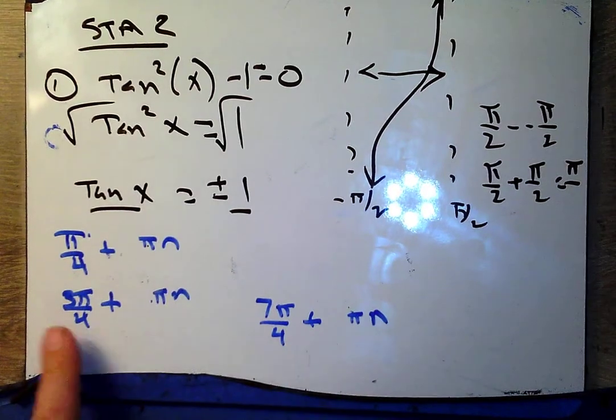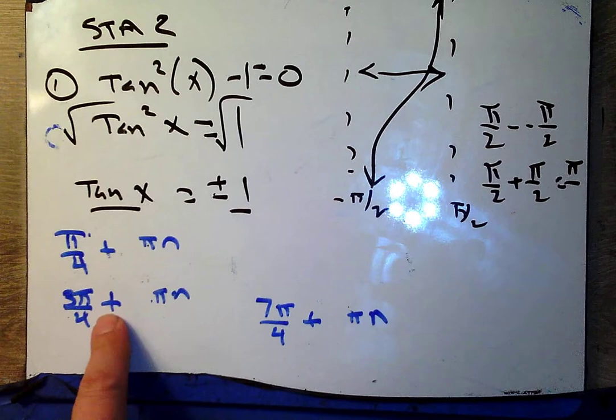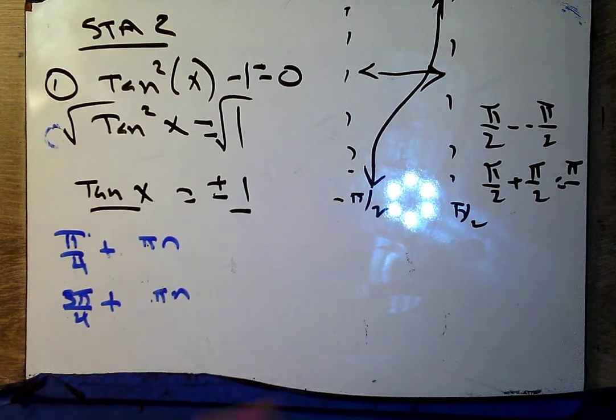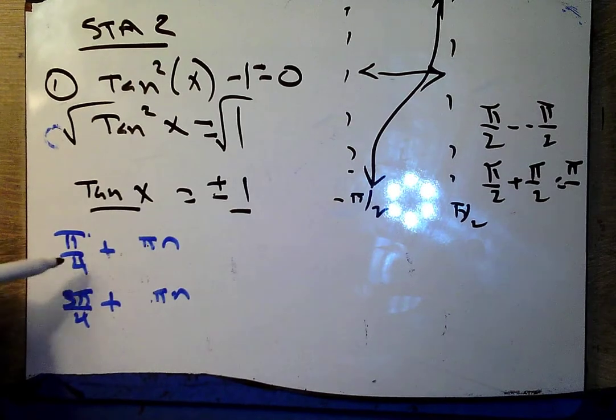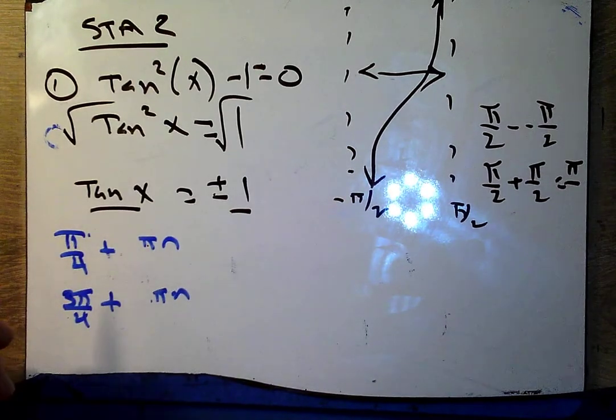And the same thing happens here. If I add pi to this one, I get that one. All right, and this says add pi, so I get that one. So I don't need that one. Now I'm down to these two, and that's fine. Most people are happy with that.